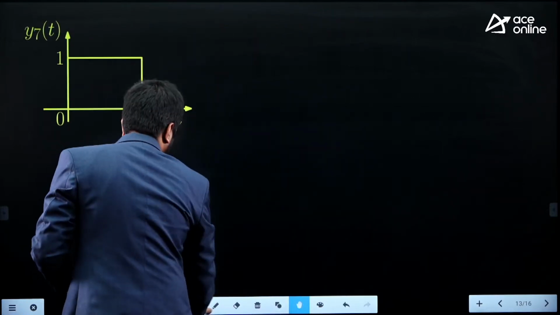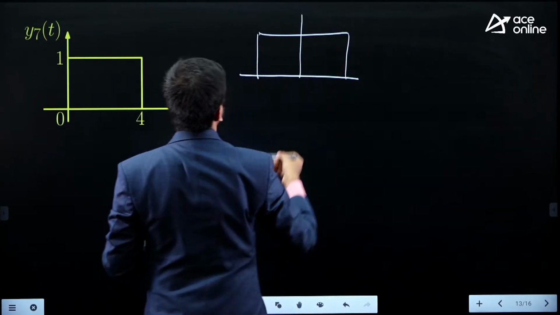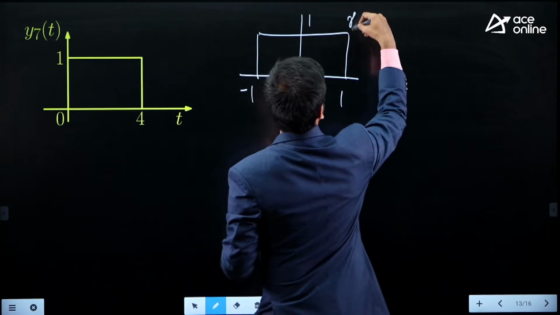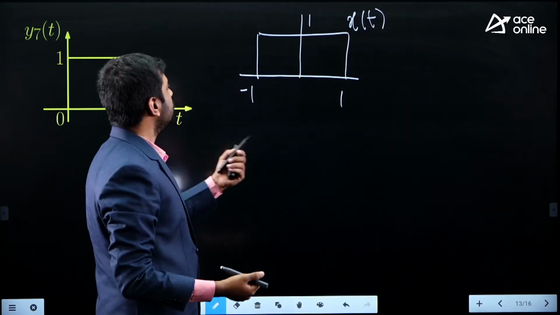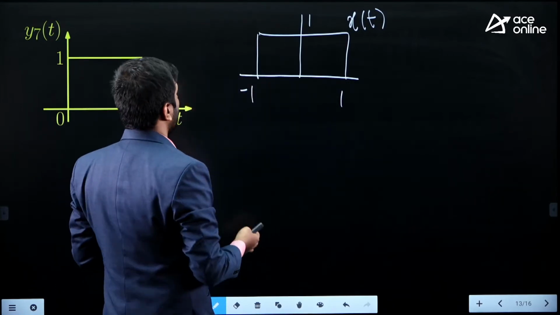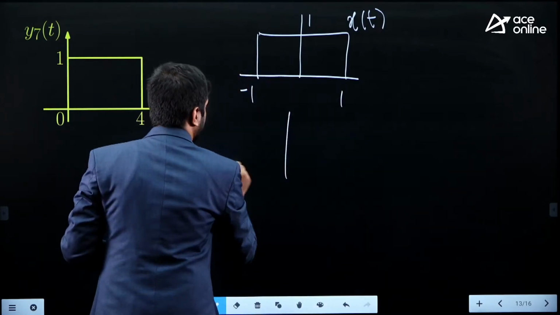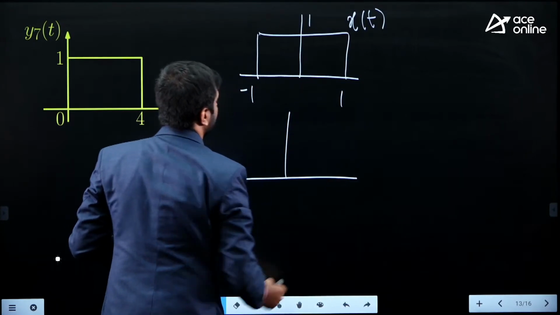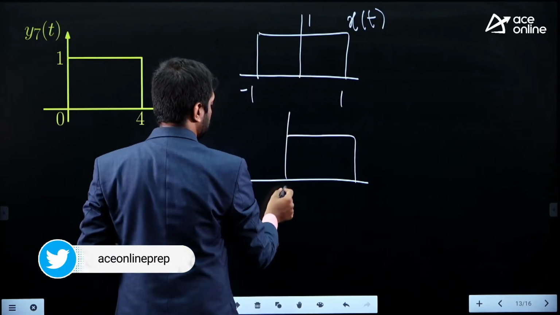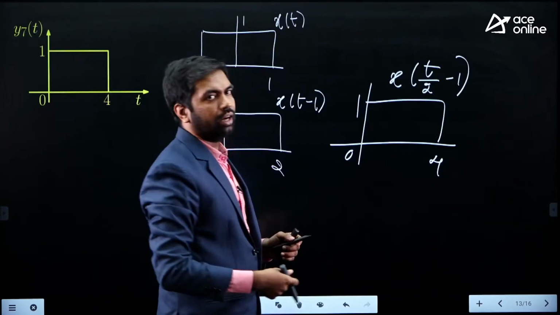So how do you find the Fourier transform of this? Again, our reference is the rectangular pulse which is given to us, which is from minus 1 to 1. We'll use this and try to express y7 in terms of x of t. How do you do that? First, I'll shift this pulse towards right by 1 unit. So this goes to 0 and this goes to 2.